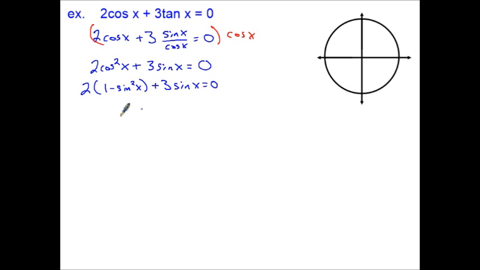Well, here we go. Little distribution. 2 minus 2 sine squared x plus 3 sine x is still equal to 0. That 0 is getting very, very bored over there. But now I've got a little bit of a mess here to clean up as well. No like terms, but what I do have is a negative squared guy. And I don't like having a negative squared guy if I can help it.